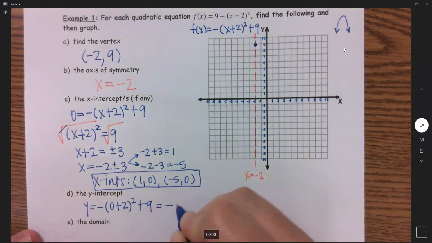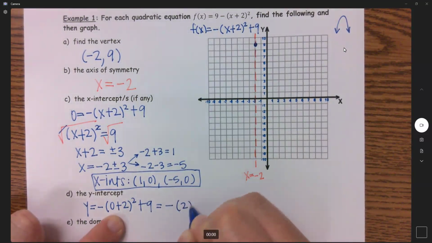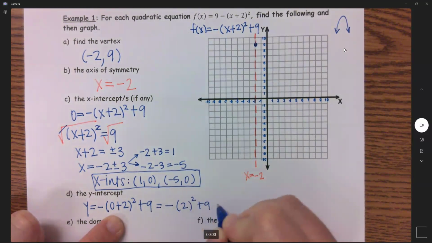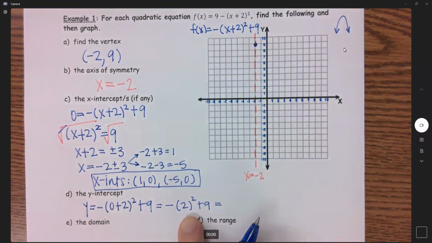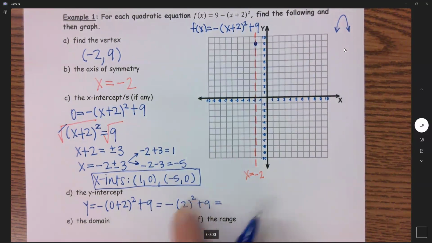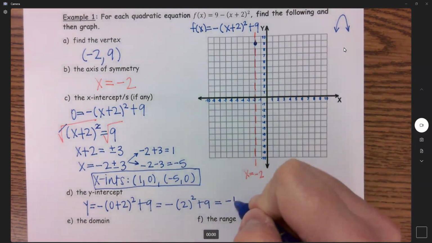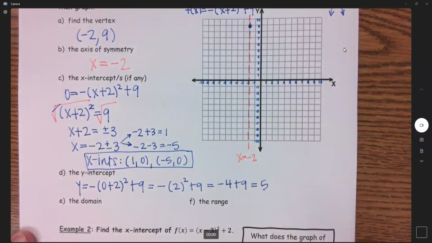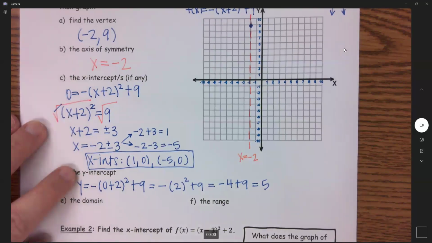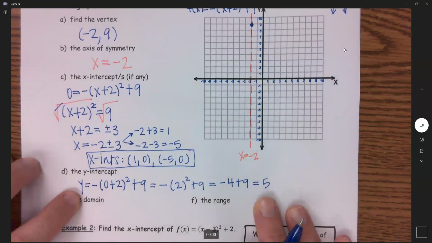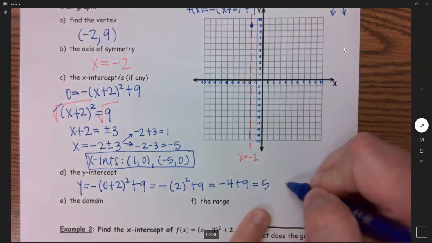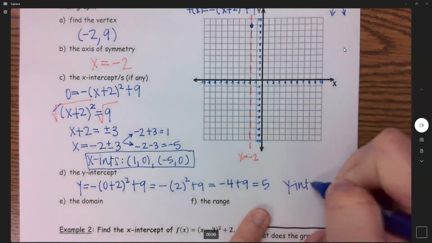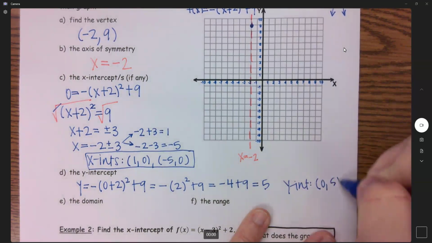So we're going to have negative, we're going to just have 2 in here. 2 squared is 4. That negative tags on to it, so it's -4 plus 9. And that's going to equal 5. So again, in my math lab, I think it just says y-intercepts, y equals, and you're just putting in 5. But for me, I like ordered pairs. So this is 0, comma, 5.